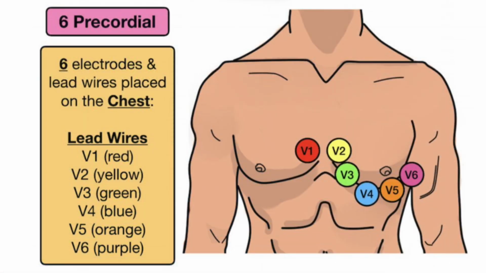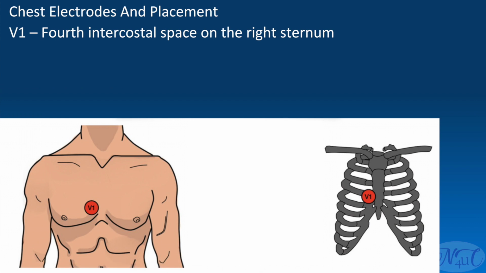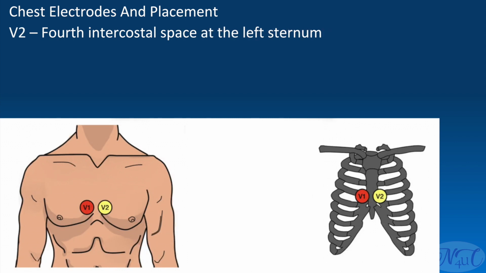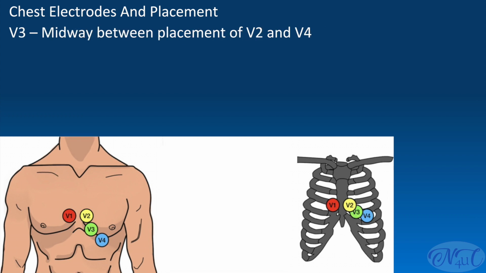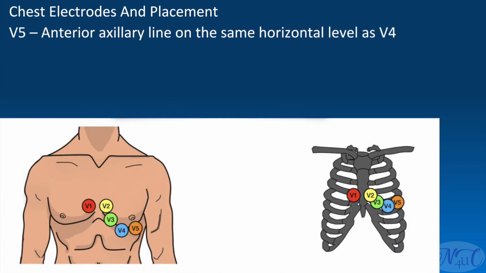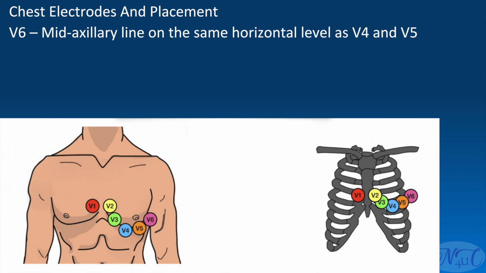Now let us see chest electrodes and placement. V1 is placed on the 4th intercostal space on the right sternum. V2 is placed on the 4th intercostal space at the left sternum. We will skip V3 for now. V4 is placed in the 5th intercostal space at the mid-clavicular line. V3 is placed midway between placement of V2 and V4. V5 is placed on the anterior axillary line on the same horizontal level as V4. V6 is on the mid-axillary line on the same horizontal level as V4 and V5.